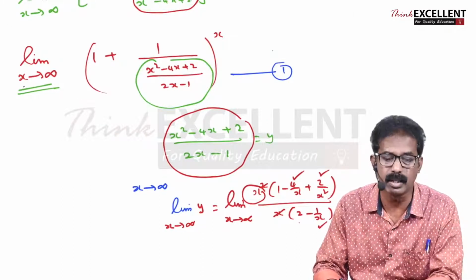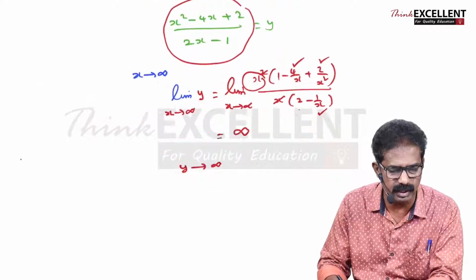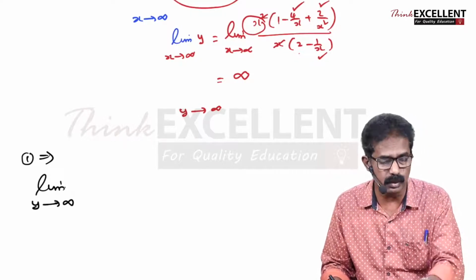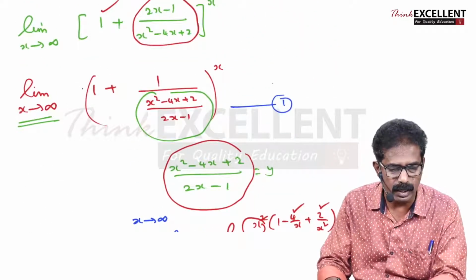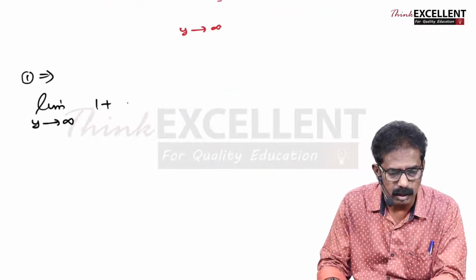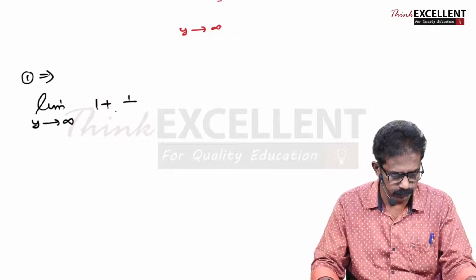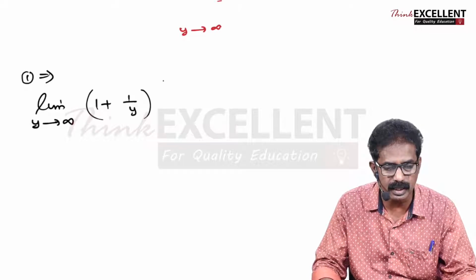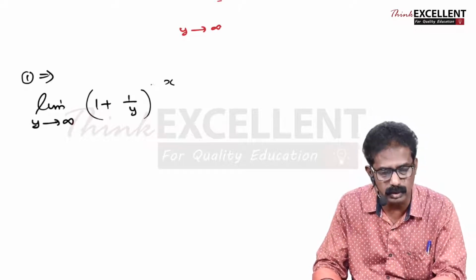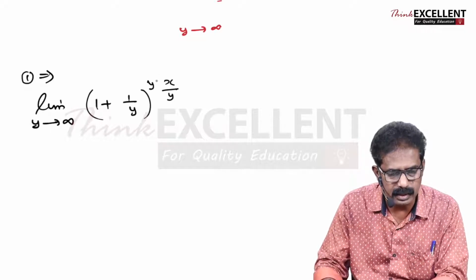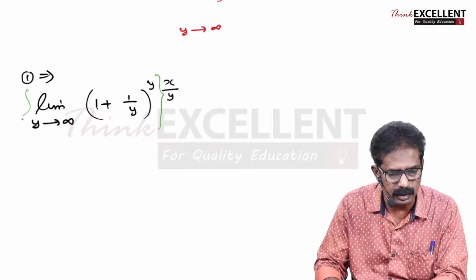X tends to infinity, you can write y tends to infinity. So limit y tends to infinity, actually we have limit x tends to infinity, so you can write as x tends to infinity, y also tends to infinity, of 1 plus 1 by y, this part we took as y, right? So 1 plus 1 by y. Now what else do you have? Raised to x we have. But I want actually y, so you multiply by y and divide by y. Now you take this as a group, okay?